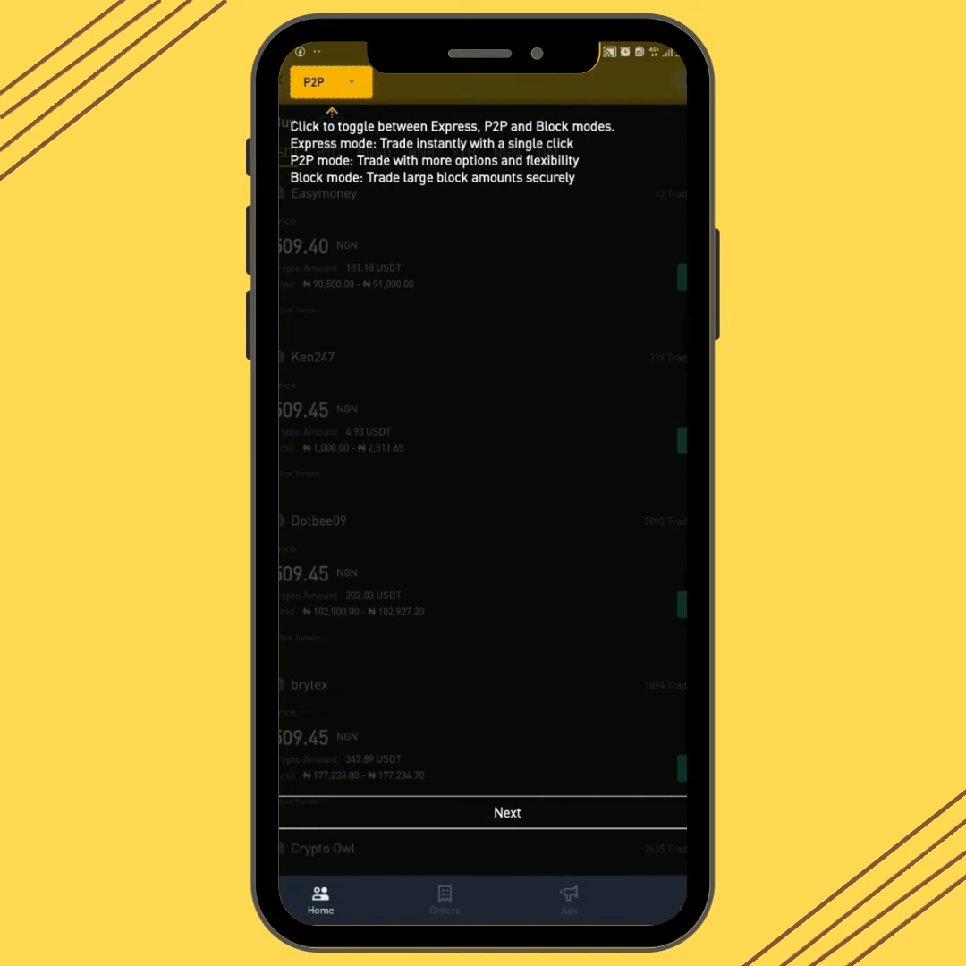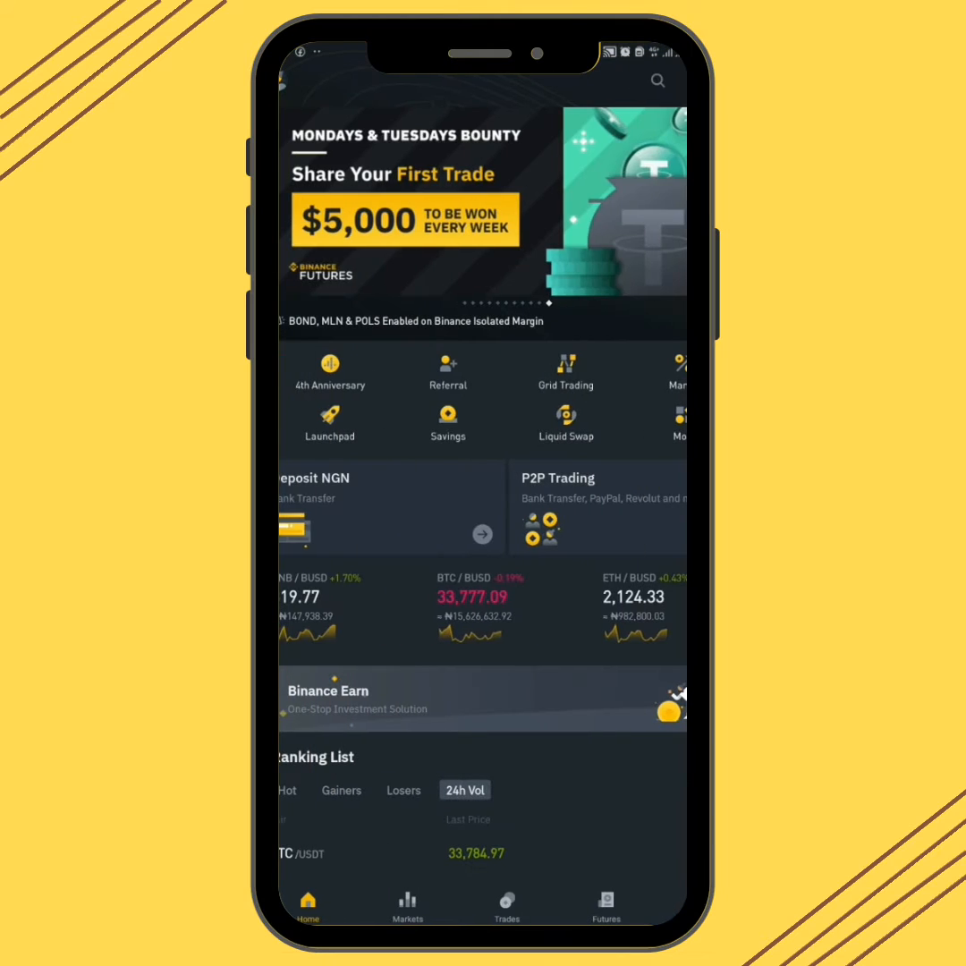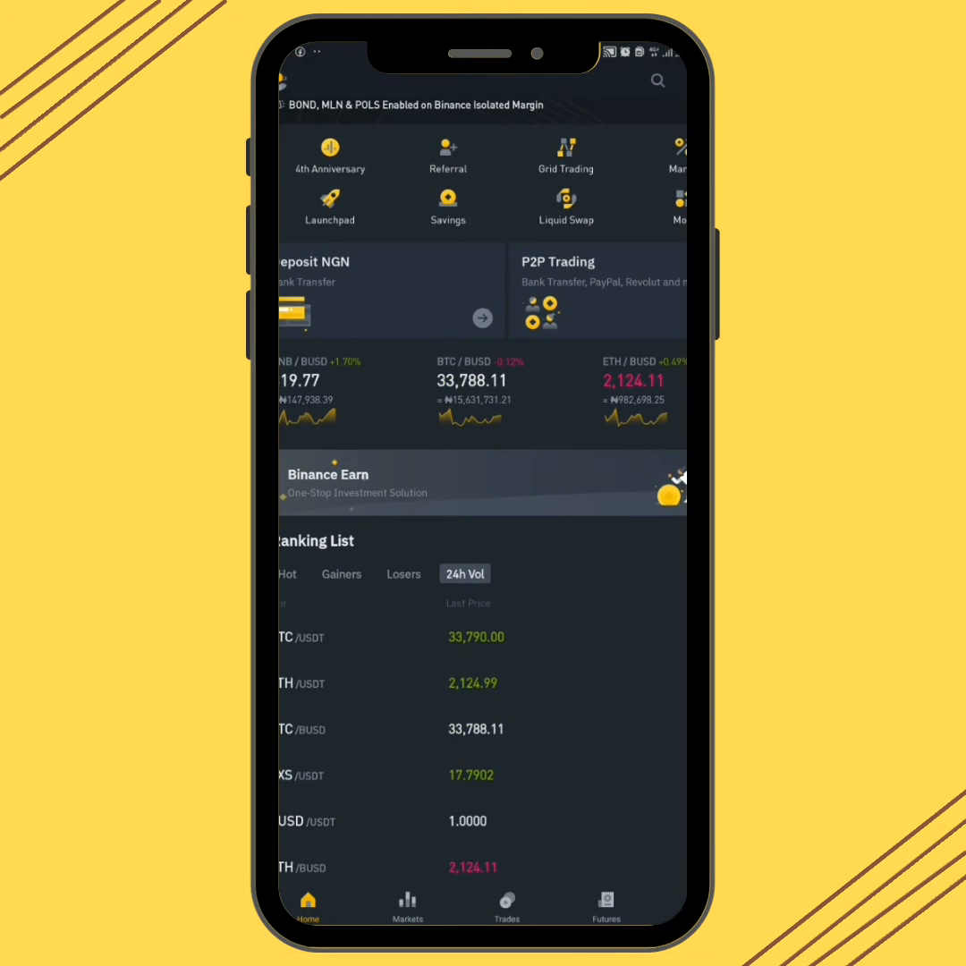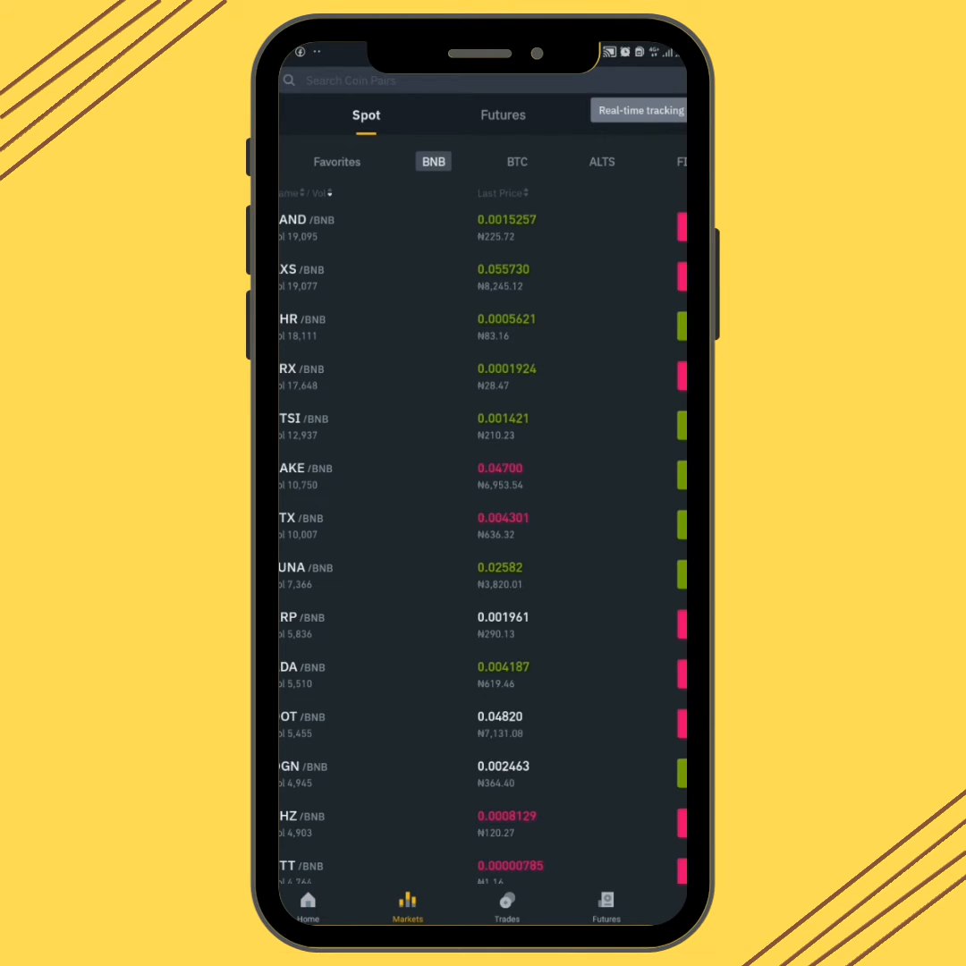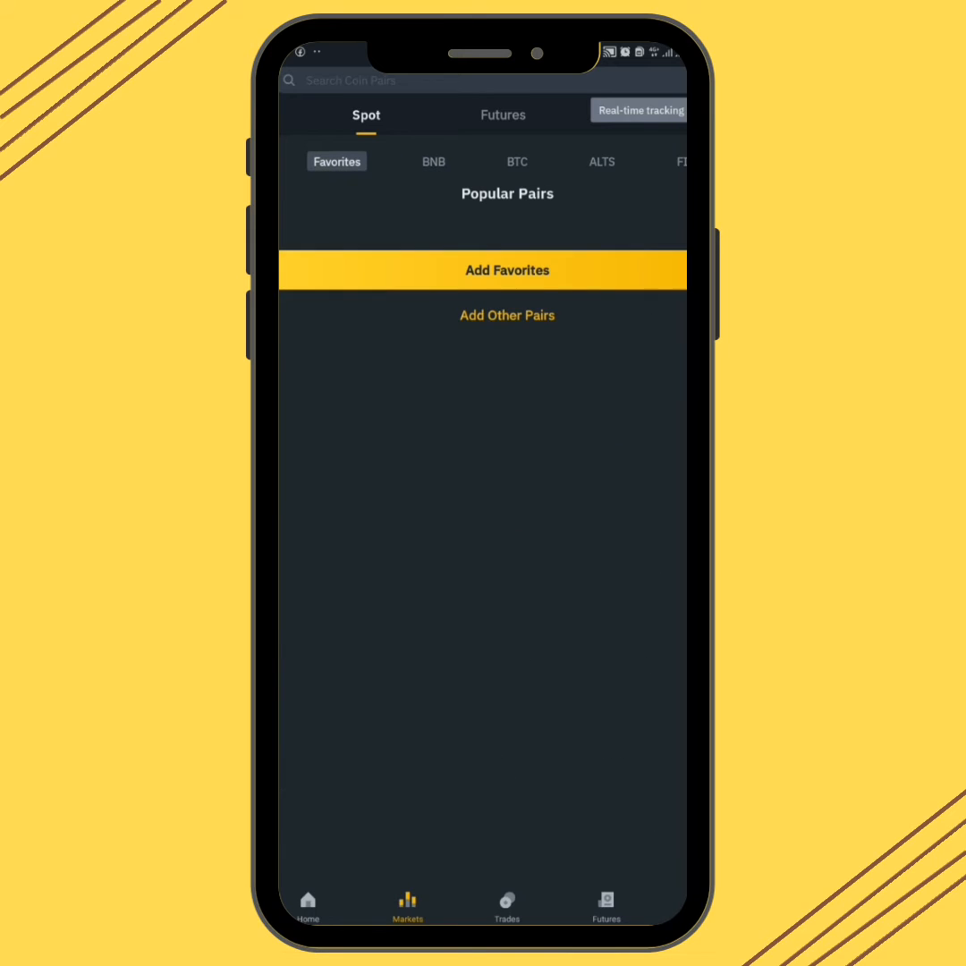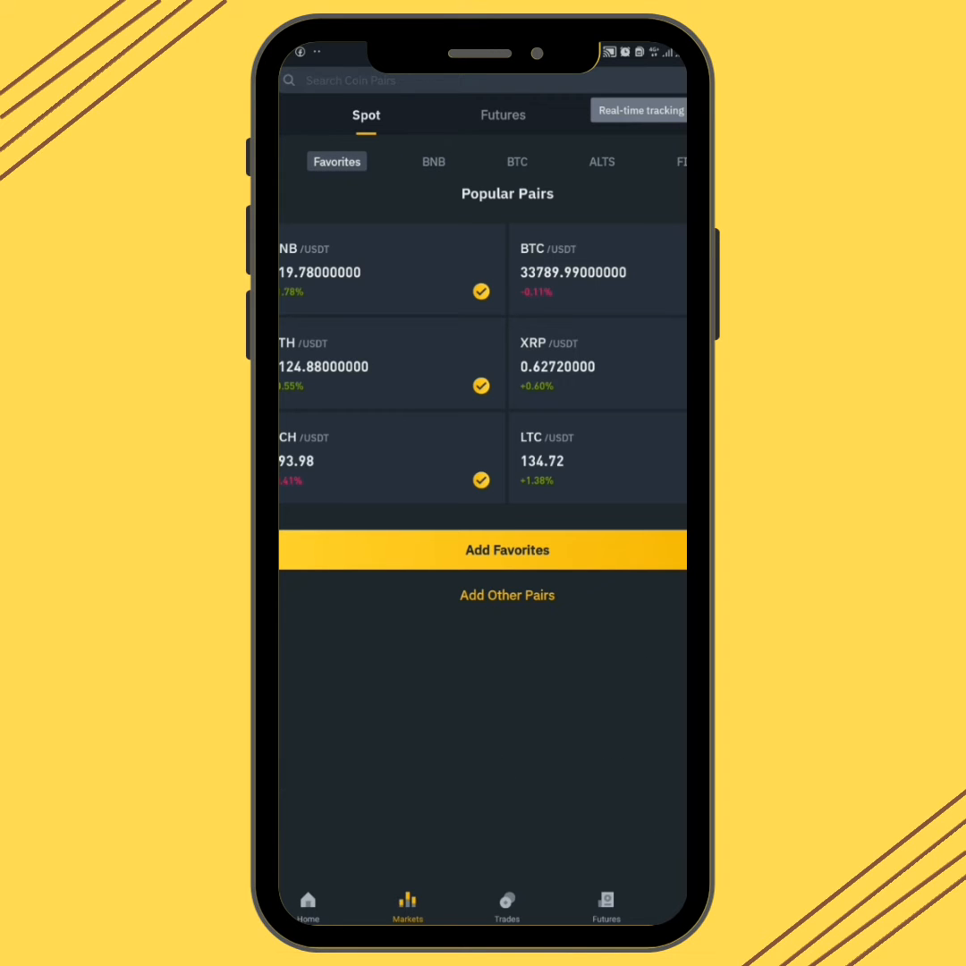I'll make a separate video about P2P trading so that we'll understand it fully. So now clicking on markets, you can see favorites. This is most of my favorite markets. Whenever you start trading, your favorite pairs are going to be under favorites. So under favorites, you see BNB.